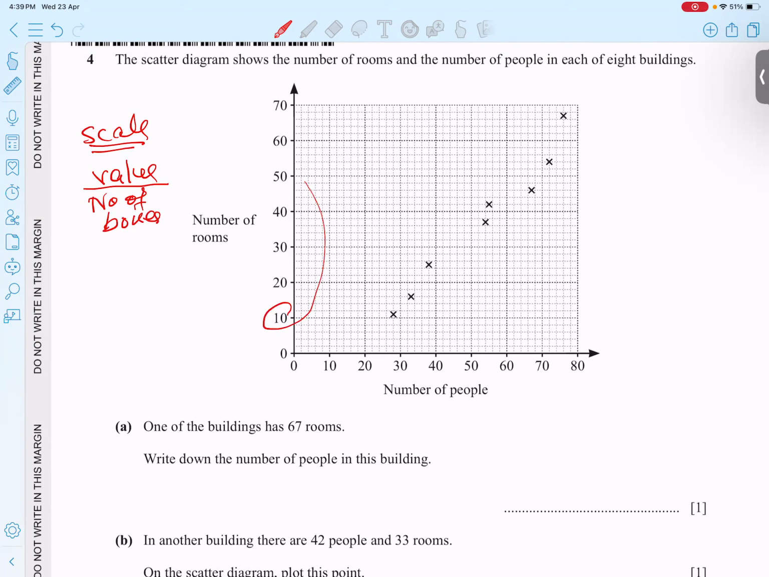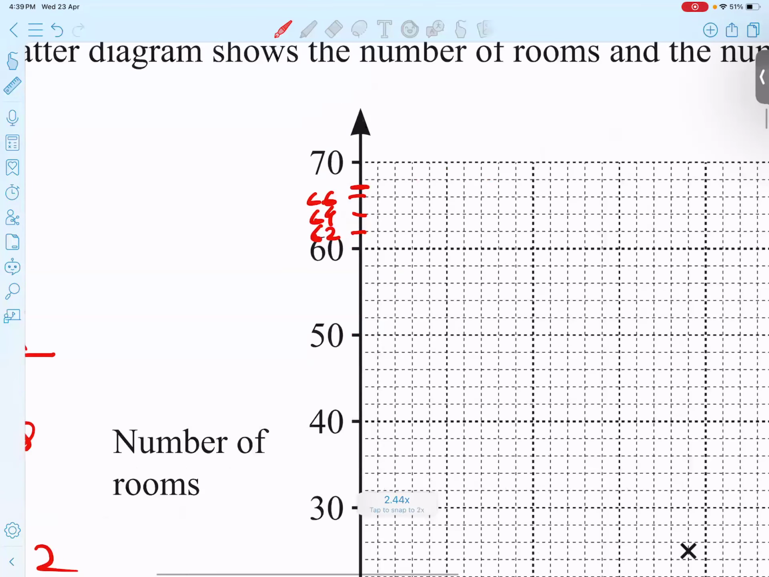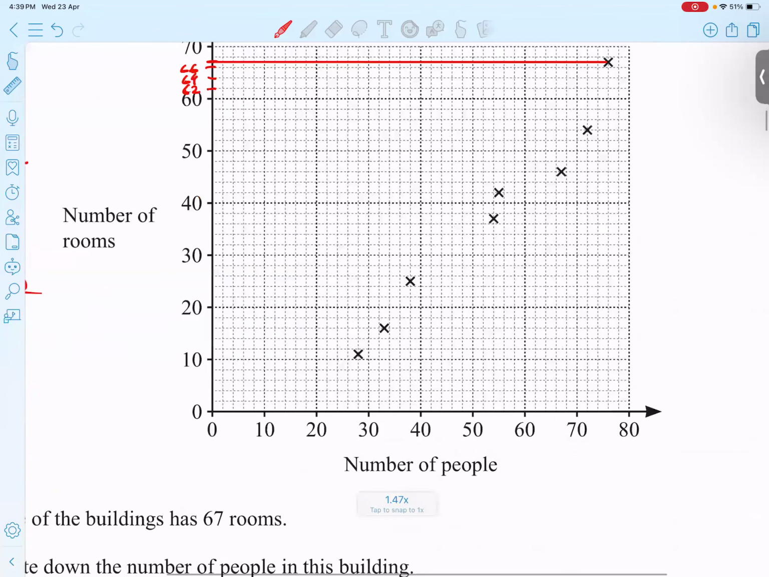For example, if this value goes up by 10 and there are 5 boxes, 5 twos are 10, so each box is 2. This is 62, this is 64, this is 66, and this is 67. For 67, I go on the graph to where it meets, then come down, and this is my answer. Along the x-axis it's the same story: 72, 74, 76. So my answer is 76.